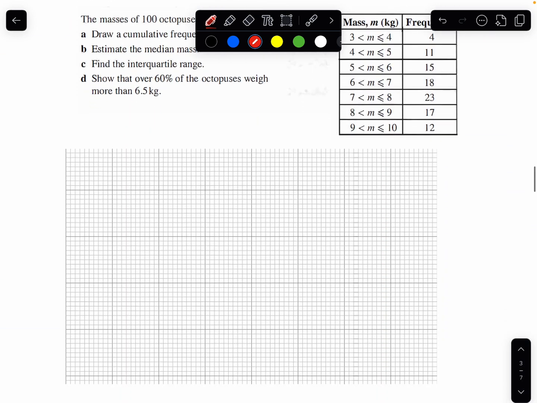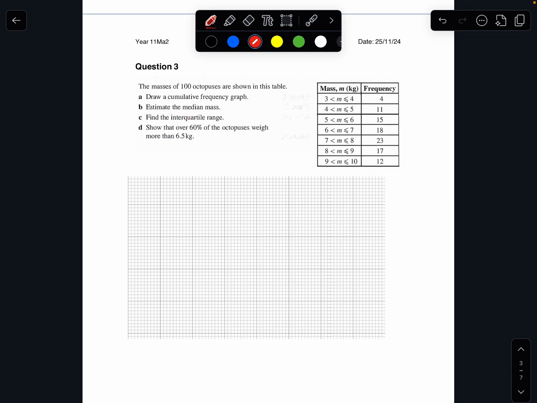Alright, let's go into the actual interesting questions. So we need to create a cumulative frequency graph. So first let's work out the cumulative frequency. The cumulative frequency is going to be 4. 4 plus 11 is 15, plus another 15 is 30, 48, 71, 88, 100. Okay, added to 100, which is good, because we're on about the masses of 100 octopuses.